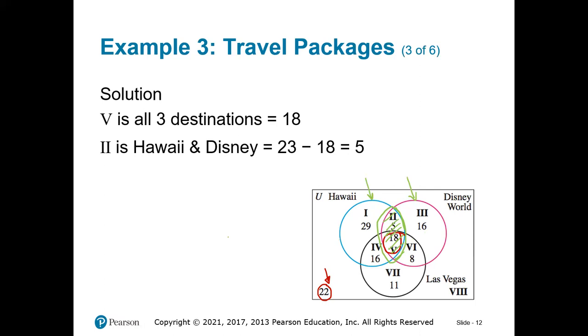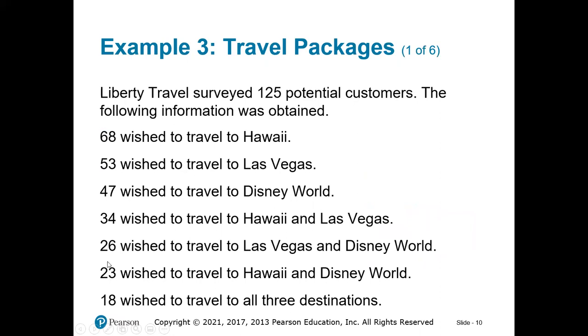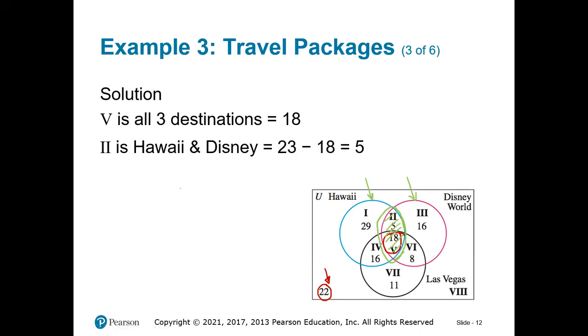If you look at the problem before, they said we have 23 people. Let me go back. So he said 23 people want to go to Hawaii and to Disney. Now, I have already listed 18 of them. So 23 minus 18 is 5. So what is 5? 5 is the people who want to go to Hawaii and Disney, but not Las Vegas. I think you get the trick, and you do the same thing.